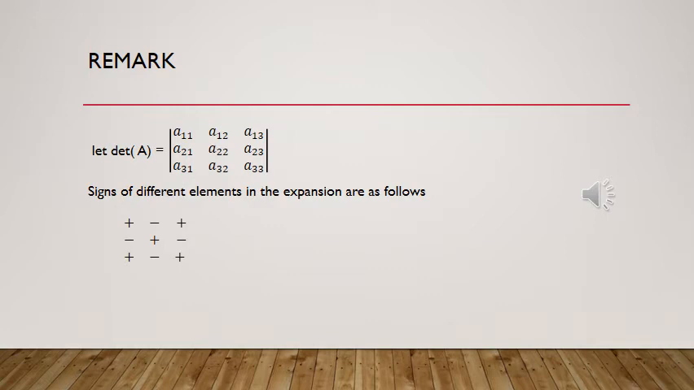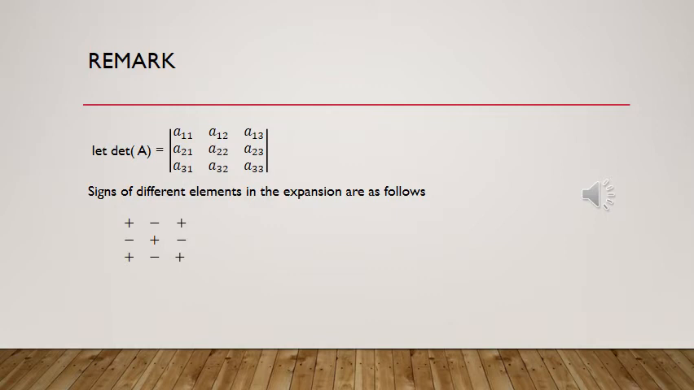Then the second element A12, 1 plus 2 is 3, so negative 1 raised to 3, that is negative. And A13, 1 plus 3 is 4, negative 1 raised to 4 is positive. So the signs of the elements in the first row are positive, negative, positive.